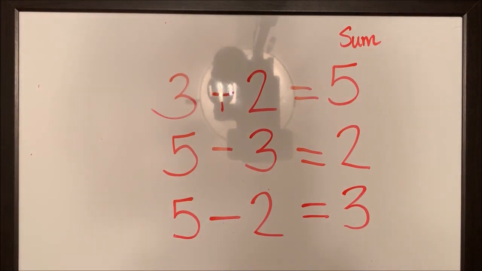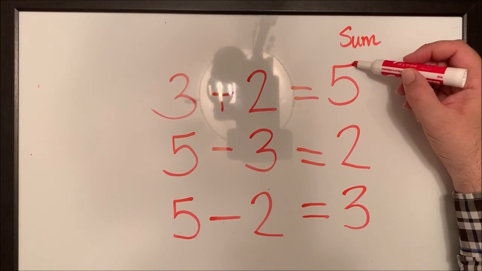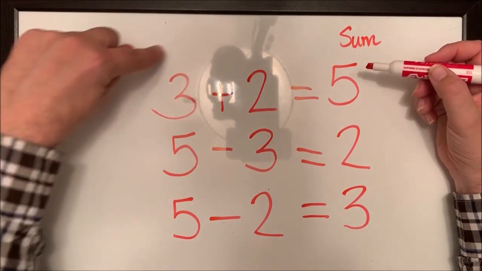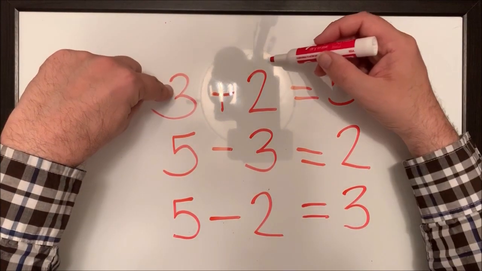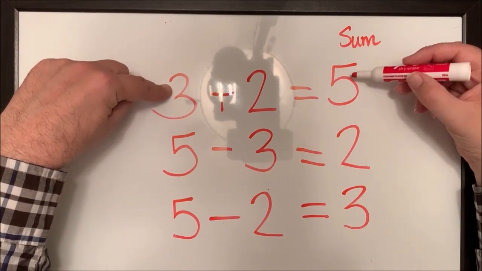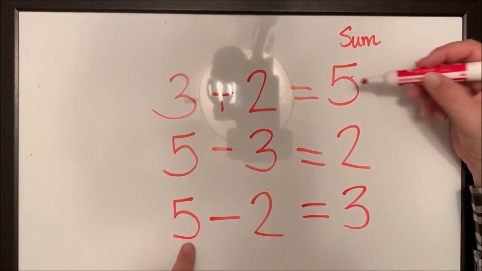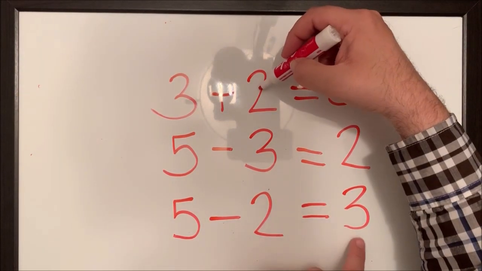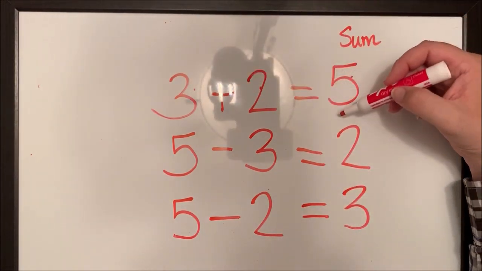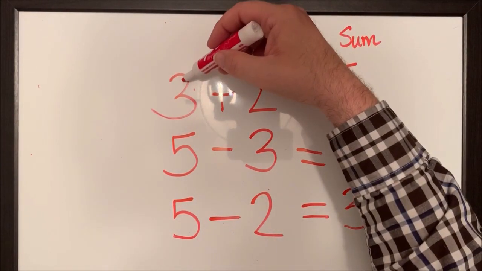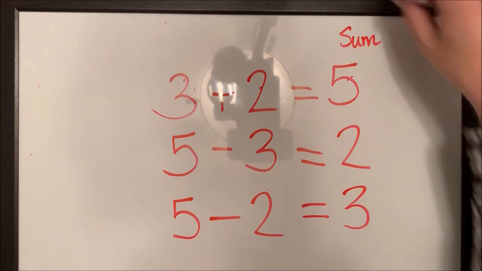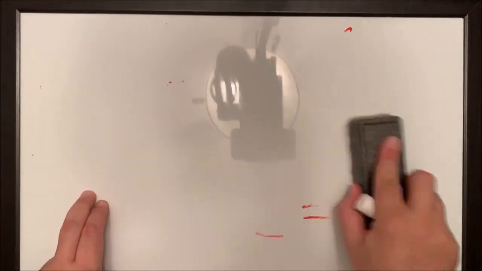So we call this the inverse relationship. If you take the sum and subtract one of the parts, you'll be left with the other part. So 5 subtract 2 will equal 3, or 5 subtract 3 will equal 2. Let's do one more with bigger numbers.